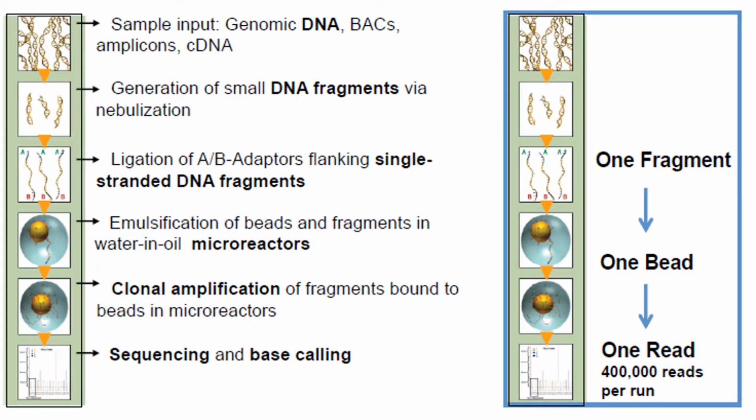First of all, we require the sample input, which may be the genomic DNA, or BAC, which is the bacterial artificial chromosome, amplicon, which is our PCR product, and cDNA, which is the complementary DNA that is generated. Generation of small DNA fragments via nebulization, or we can use sonication. Ligation of A-B adapters flanking single-stranded DNA fragments. The single-stranded DNA fragments are each ligated to A-B adapters, which help them to bind to the beads. Emulsification of beads and fragments into oil-water microreactors. Clonal amplification of the fragments bound to the beads occurs in the microreactors.